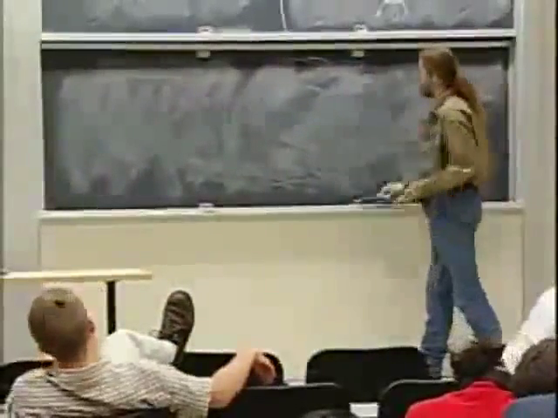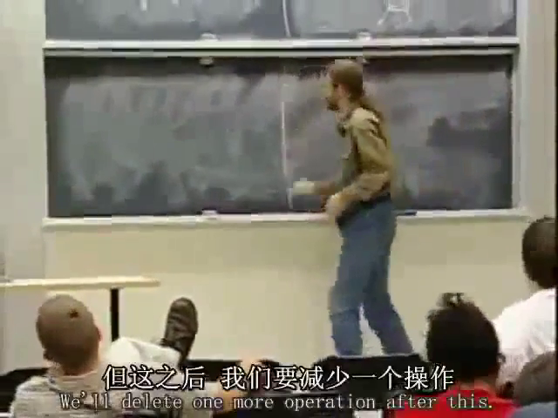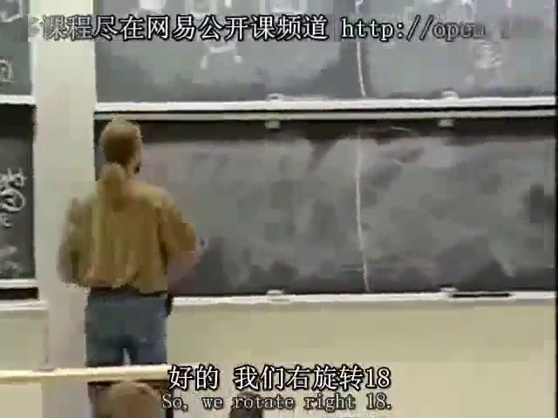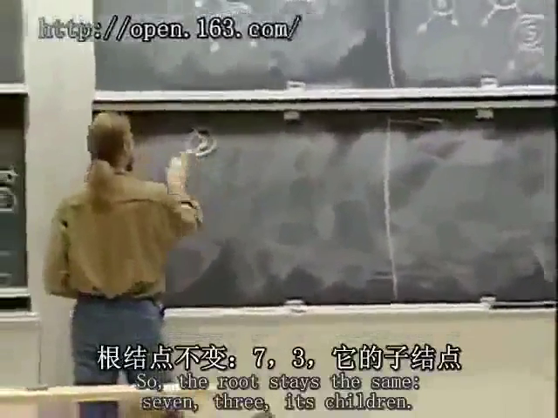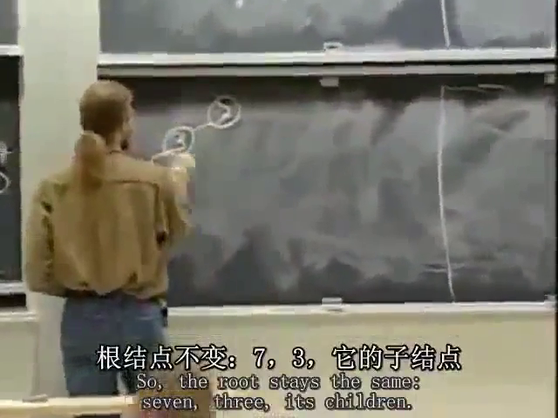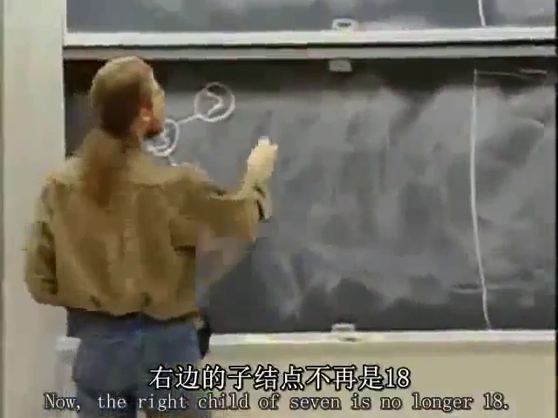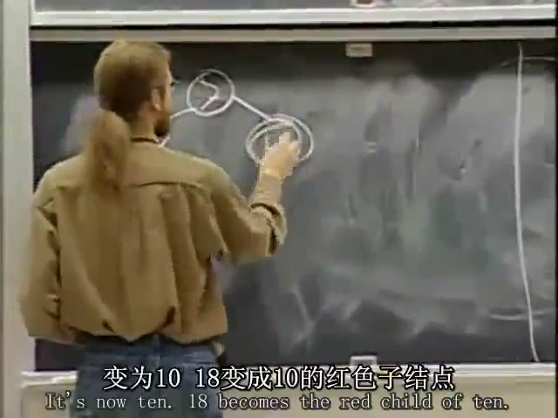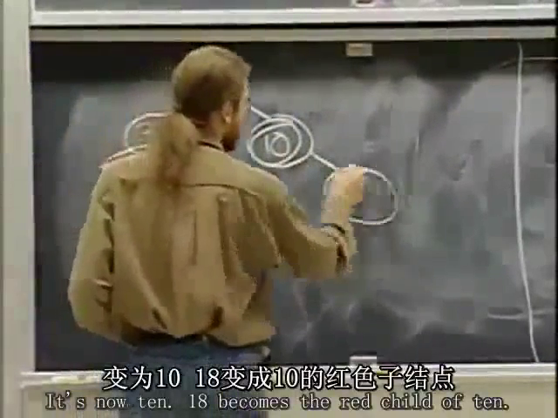Well, there'll be one more operation after this. So we rotate right 18. So the root stays the same, 7, 3, its children. Now the right child of 7 is no longer 18, it's now 10. 18 becomes the right child of 10.